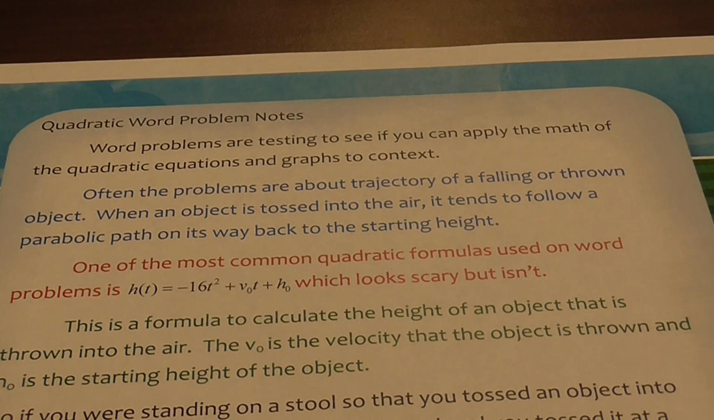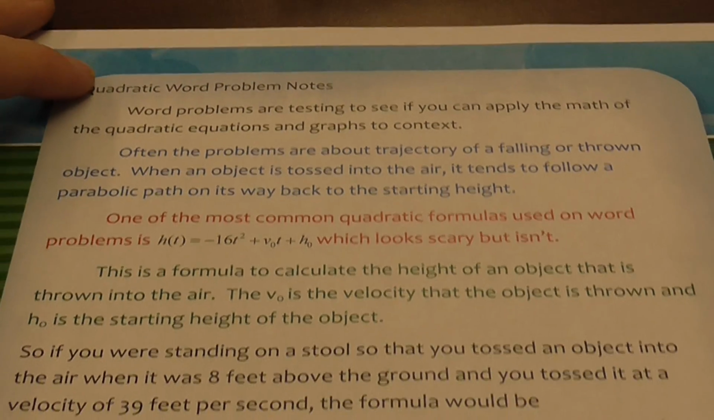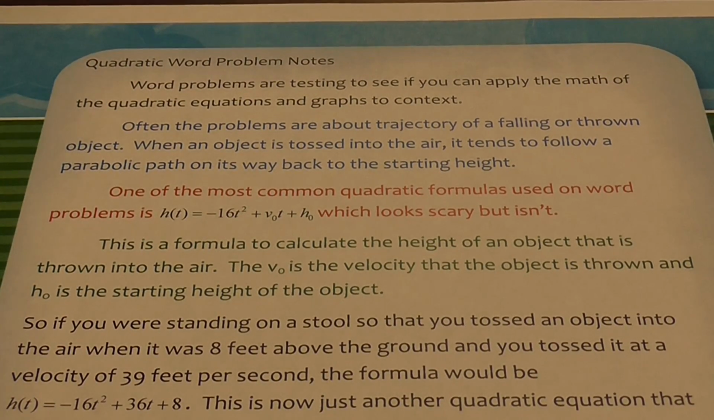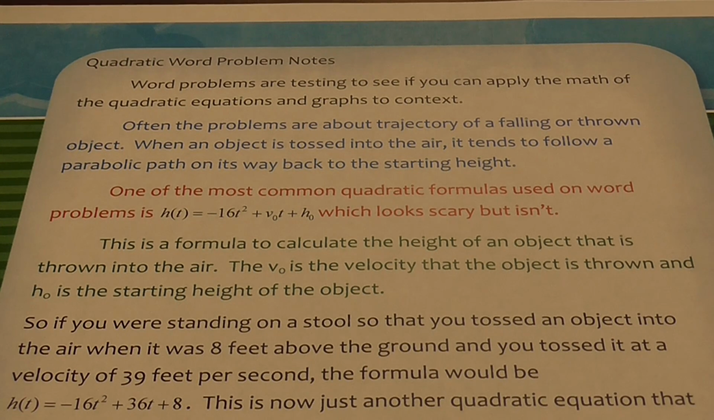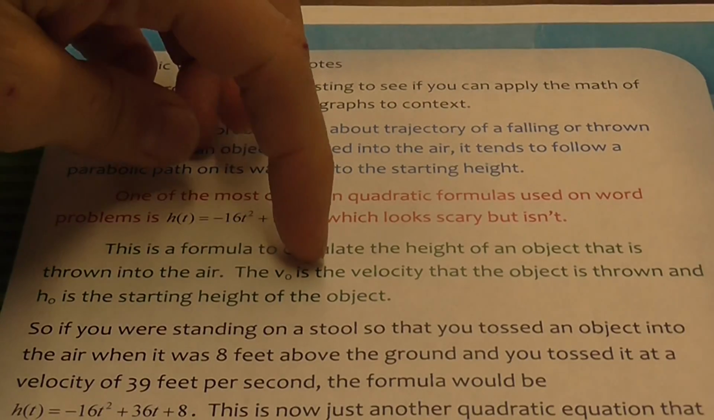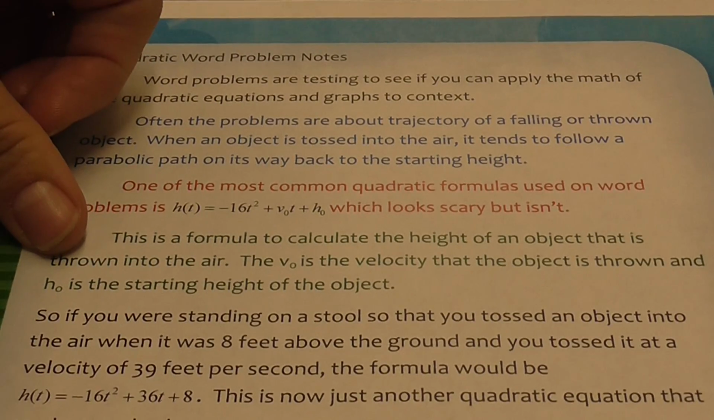This formula just calculates the height of an object that's thrown into the air or dropped off a cliff or a building or thrown out of a tree. You throw it in the air at a certain velocity, and at any given time, 3 seconds from now, half a second from now, how high is it in the air? v sub 0 is the velocity that it's thrown, and h sub 0 is the starting height.